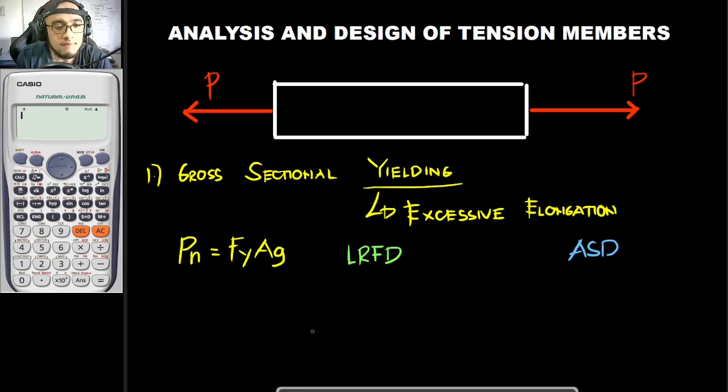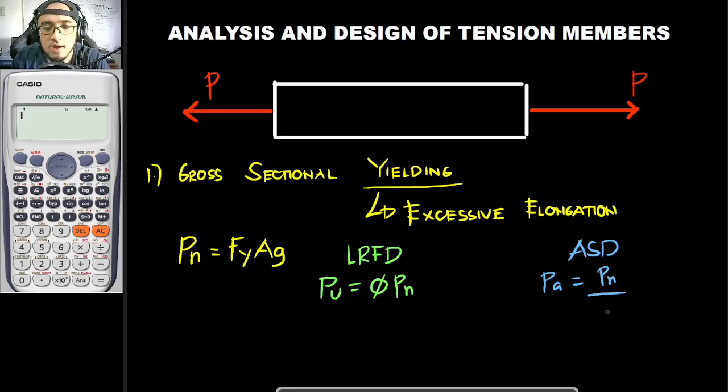In LRFD, considering this equation, we would be adding a reduction factor. In LRFD, this is your design strength, Pu, and in ASD, your allowable strength is Pa. So once again, in LRFD, design strength, and in ASD, allowable strength. Your Pu is equal to phi Pn, where phi is your reduction factor. And for Pa, the allowable strength if you use the ASD design method, that is Pn divided by your factor of safety, omega.